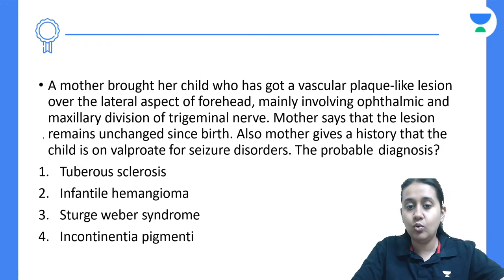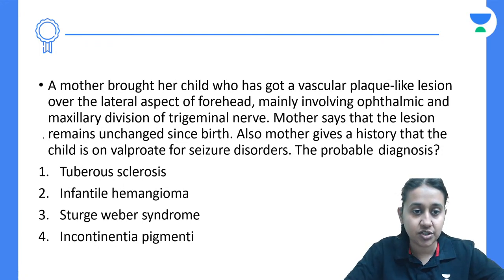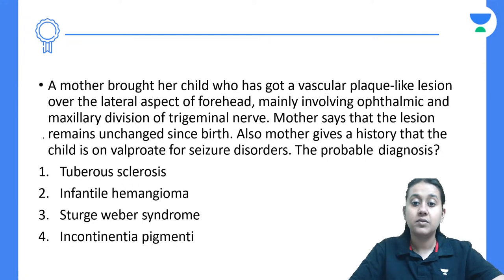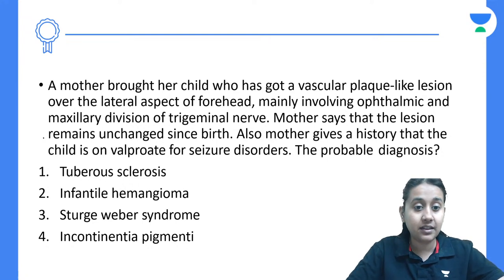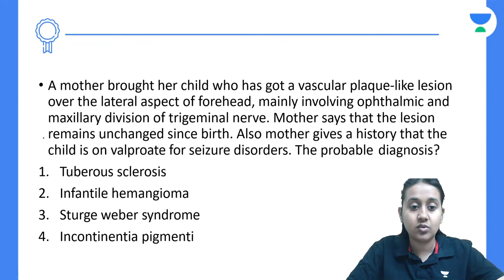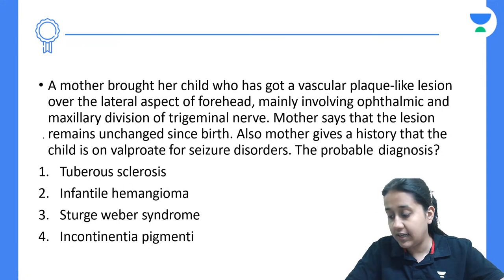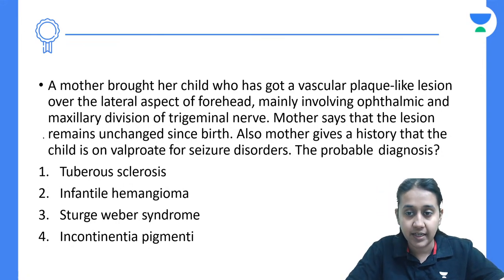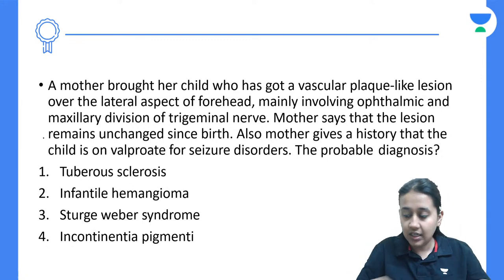Mother brought her child who has got a vascular plaque-like lesion over the lateral aspect of the forehead, mainly involving the ophthalmic and the maxillary division of trigeminal nerve. Mother says that the lesion remained unchanged since birth. Also, mother gives a history that the child is on valproate for seizure disorders. What can be the probable diagnosis? Tuberous sclerosis, infantile hemangioma, Sturge-Weber syndrome, or incontinentia pigmenti.